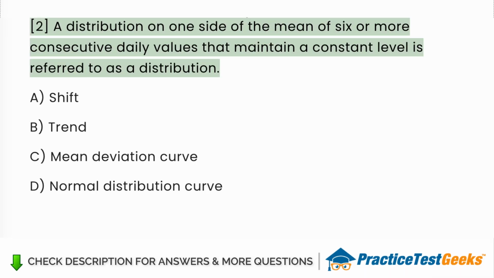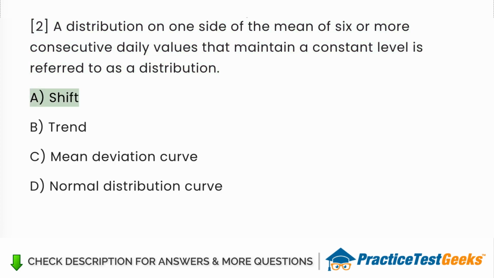A distribution on one side of the mean of 6 or more consecutive daily values that maintain a constant level is referred to as a distribution. A. Shift. B. Trend. C. Mean deviation curve. D. Normal distribution curve.